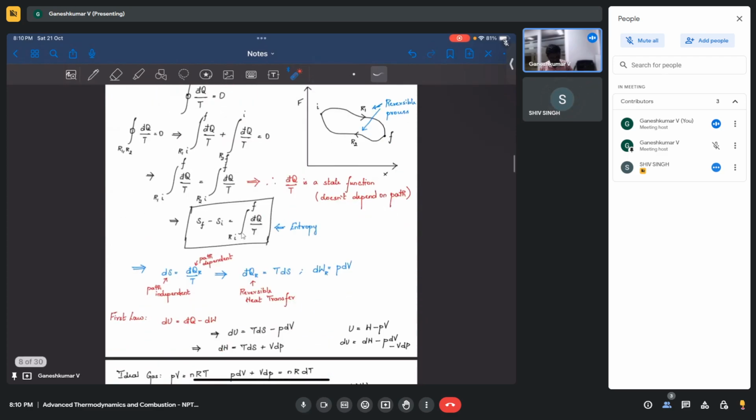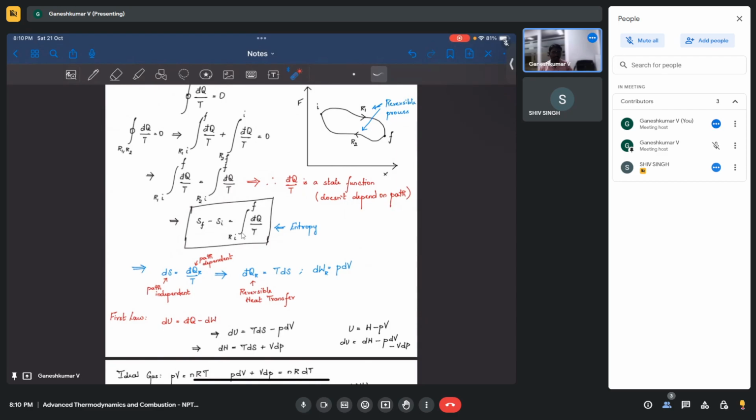You can develop, find, we define something called entropy here. And entropy is also a state function, which means dq by t, even though q is a path function, this dq by t will be a state function, and that's why it doesn't depend on path.